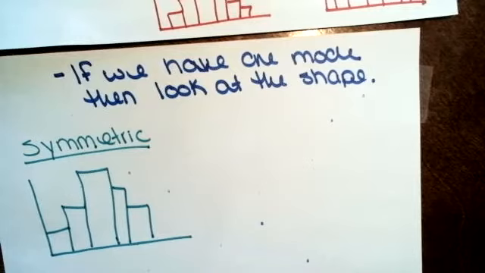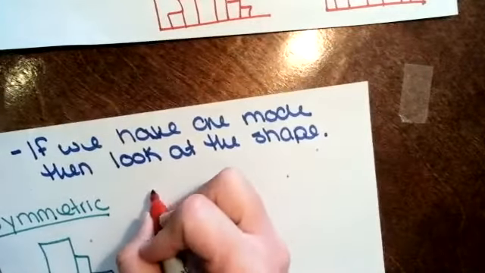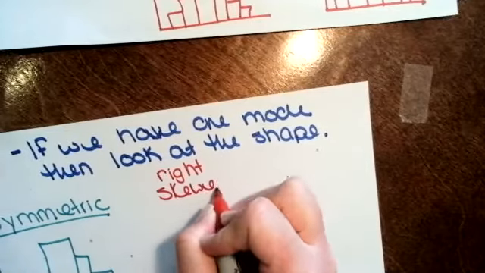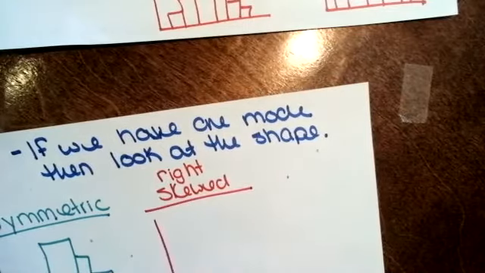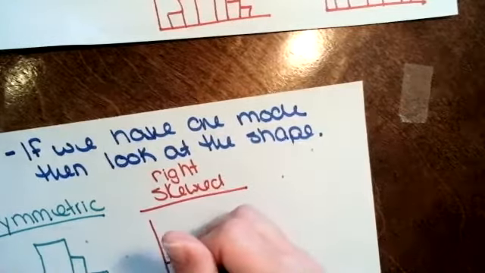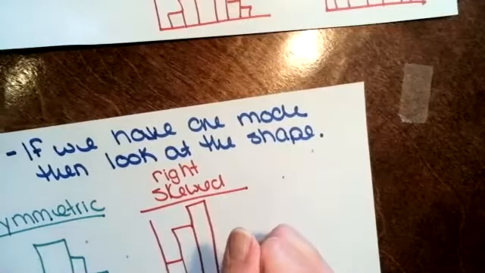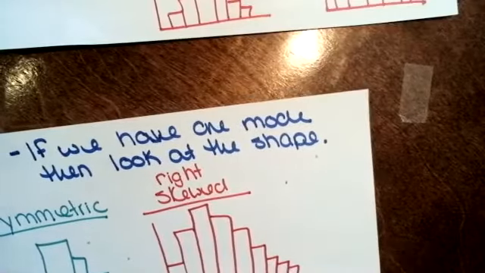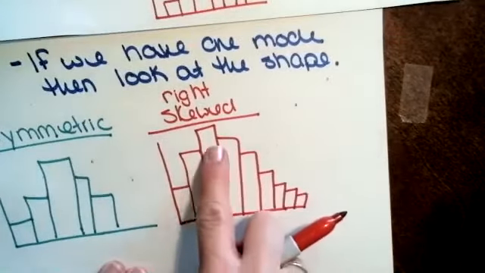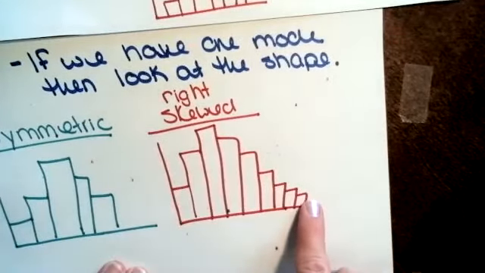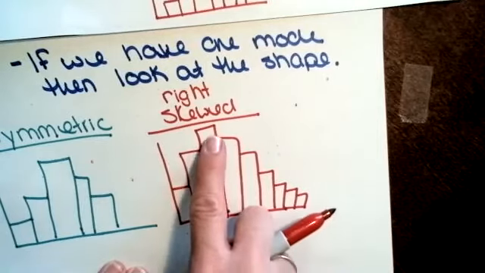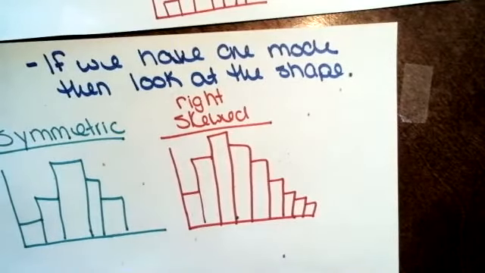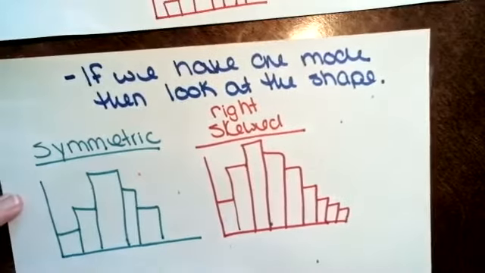We have something else that is called right skewed. Right skewed looks something like this. Right skewed means that I have a trail to the right. So my mode is to the left, and I have this little tail to the right. That is right skewed. Again, only one mode.